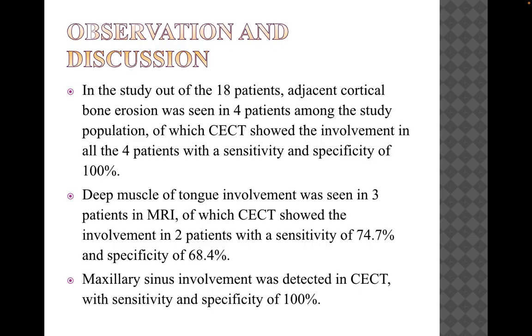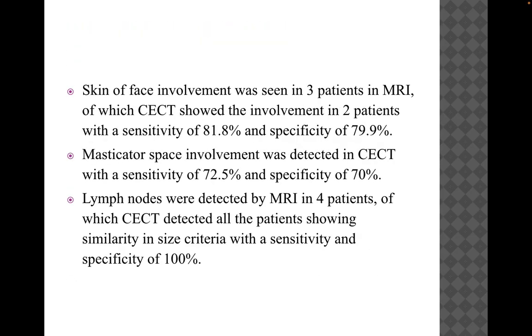Maxillary sinus involvement was detected in CECT with sensitivity and specificity of 100%. Skin of face involvement was seen in 3 patients in MRI, of which CECT showed the involvement of 2 patients with sensitivity of 81.8% and specificity of 79.9%. Masticator space involvement was detected in CECT with a sensitivity of 72.5% and specificity of 70%. Lymph nodes were detected by MRI in 4 patients, of which CECT detected all the patients using similar size criteria, with sensitivity and specificity of 100%.